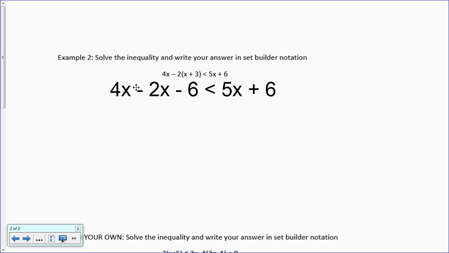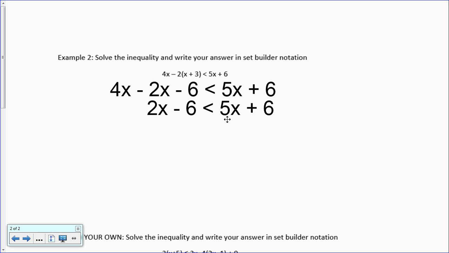Now the 4x and the negative 2x can be combined, but I can't combine anything with this negative 6, and over here I can't combine anything because these aren't like terms. So I'm going to go ahead and combine the 4x and the negative 2x to give me 2x, so 2x minus 6 is less than 5x plus 6.